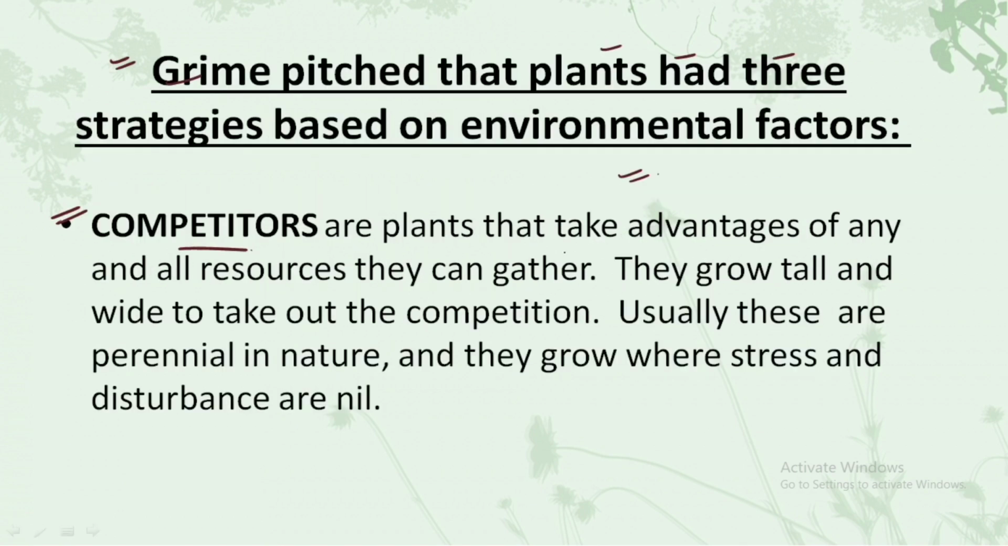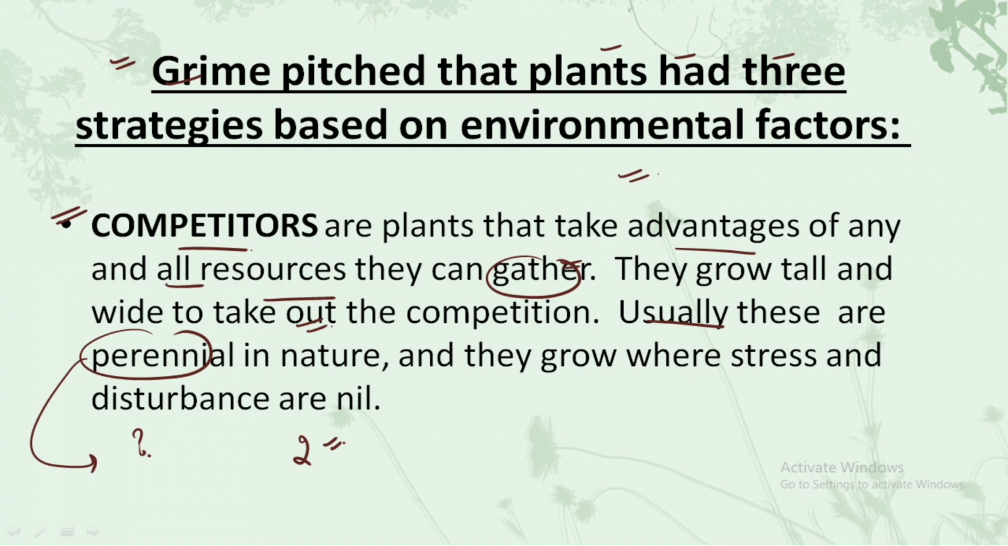These are the plants that can take advantage of any and all the resources that they can gather. They grow very tall in nature and take out the competition, that is, they are very large in size, and as a result they have more competition power. Usually these are perennial in nature and they grow where the stress and disturbance are nil. So now what are perennials? These are the plants that take advantage of all the resources that they could gather, and they usually grow in the area where stress and disturbance are nil.